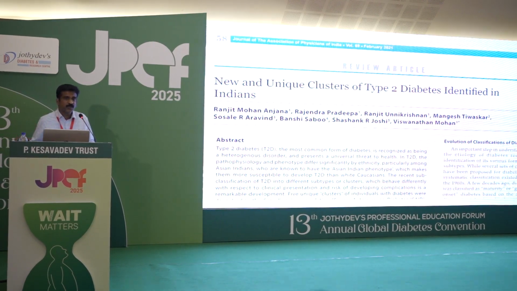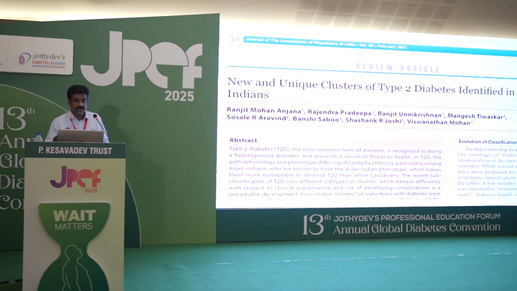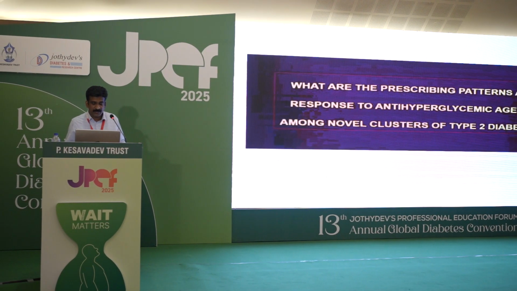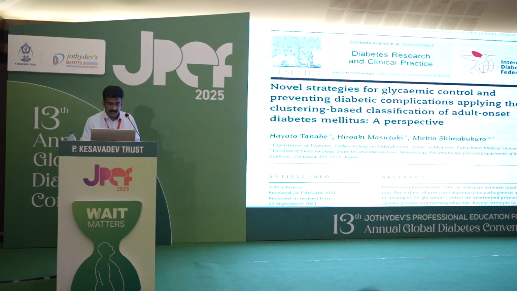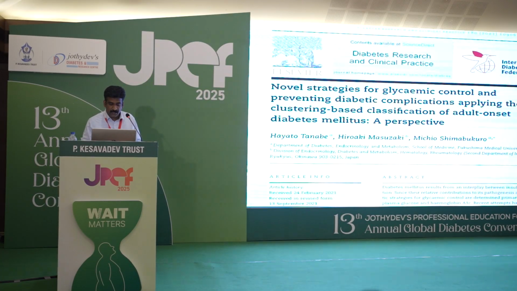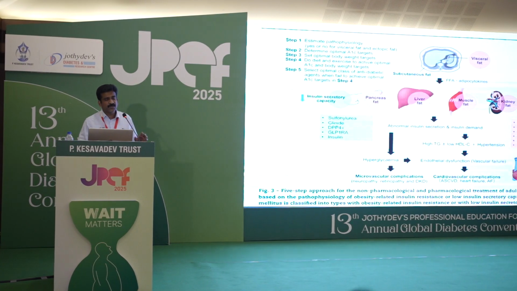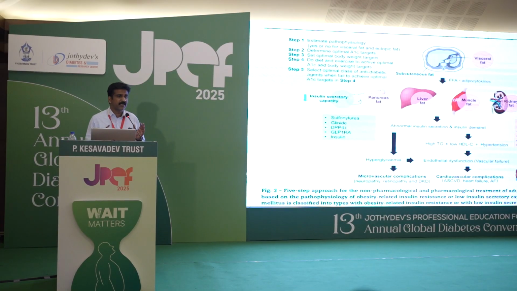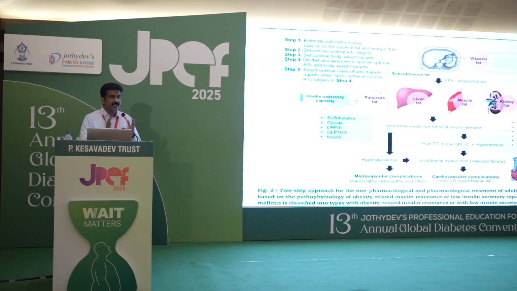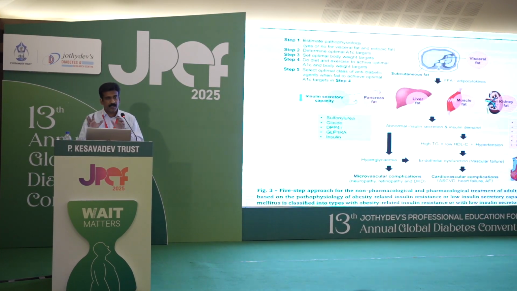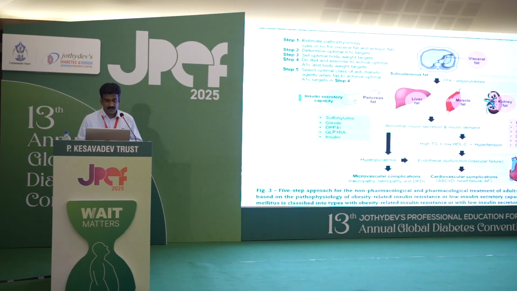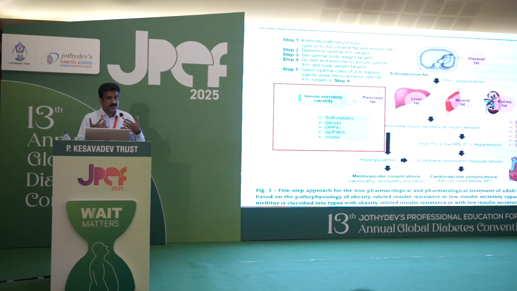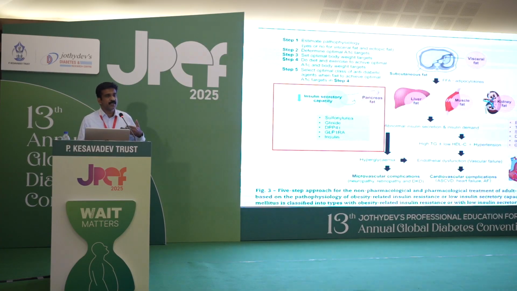There are so many articles regarding these unique novel clusters and their pattern of involvement. This is a worthwhile article, and another article. The most important thing is that we should understand that insulin resistance and insulin deficiency occur in a patient in varying amounts, and act accordingly. If the insulin deficiency is predominating, we need to address that and give drugs accordingly.